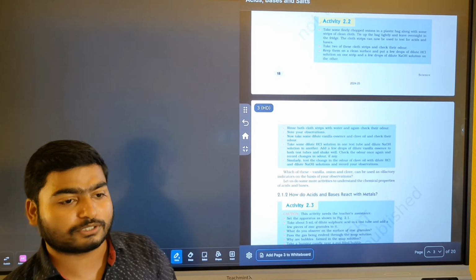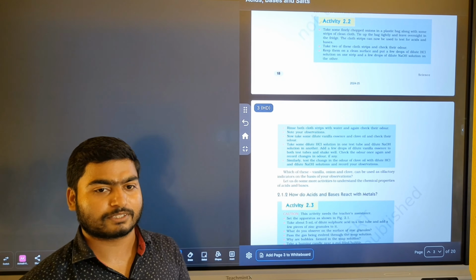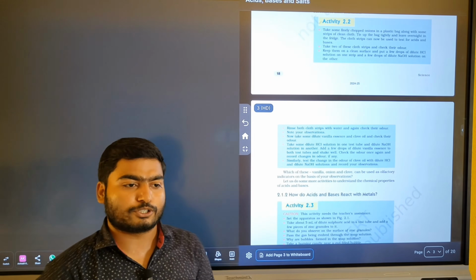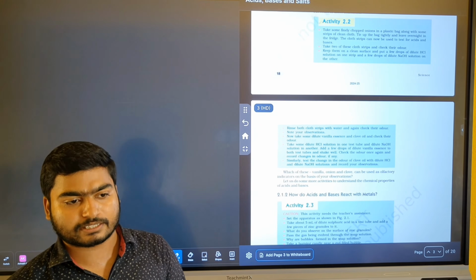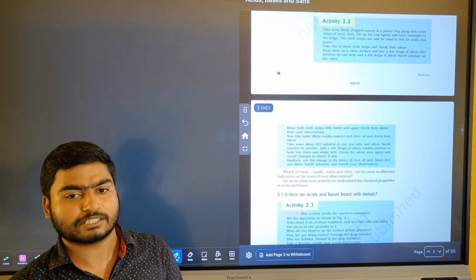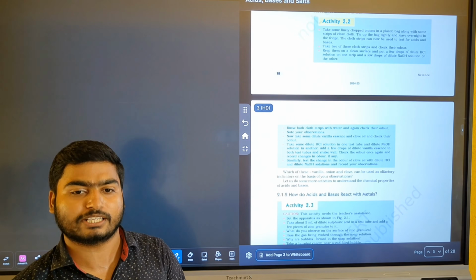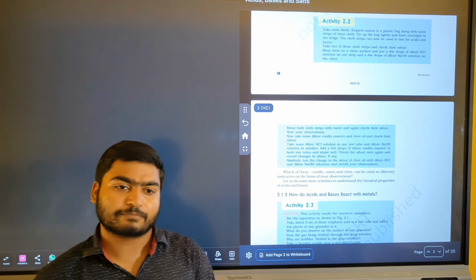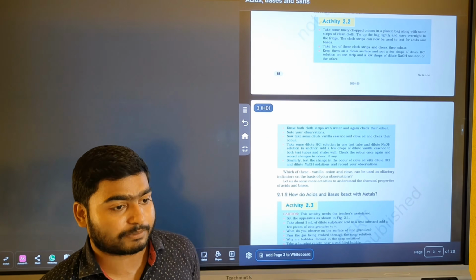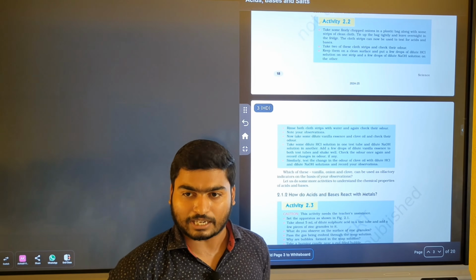Today we have to study activity number 2.2. In the last class, we already studied activity number 2.1, in which we discussed some indicators like red litmus, blue litmus, phenolphthalein and methyl orange, and they were giving you information about the substance, whether it is acidic, basic or neutral, by changing their own color.